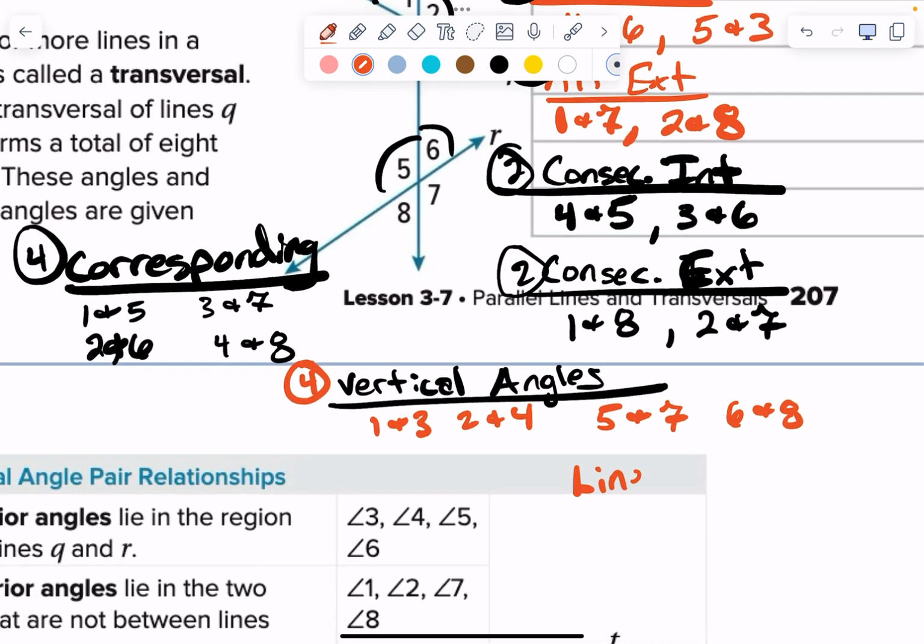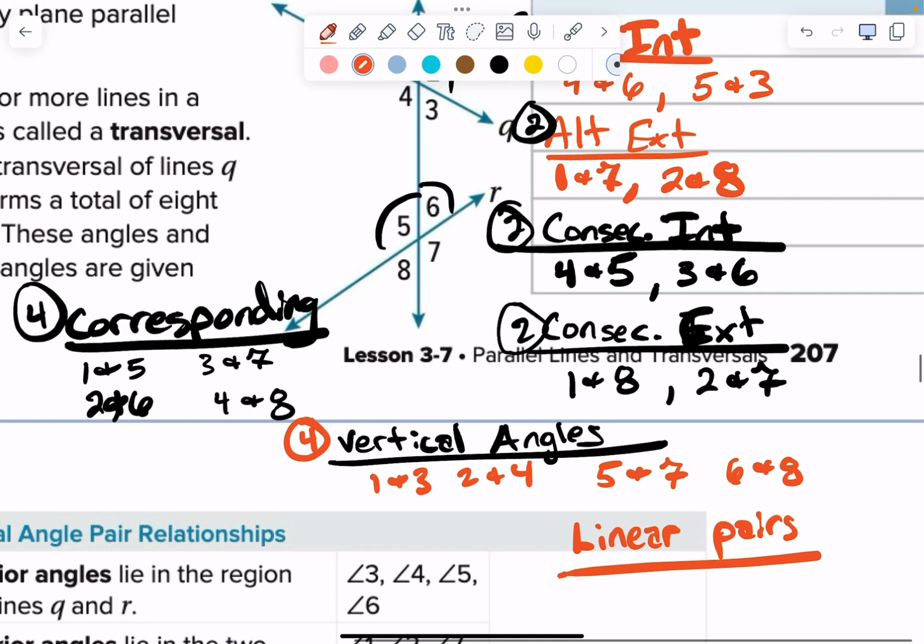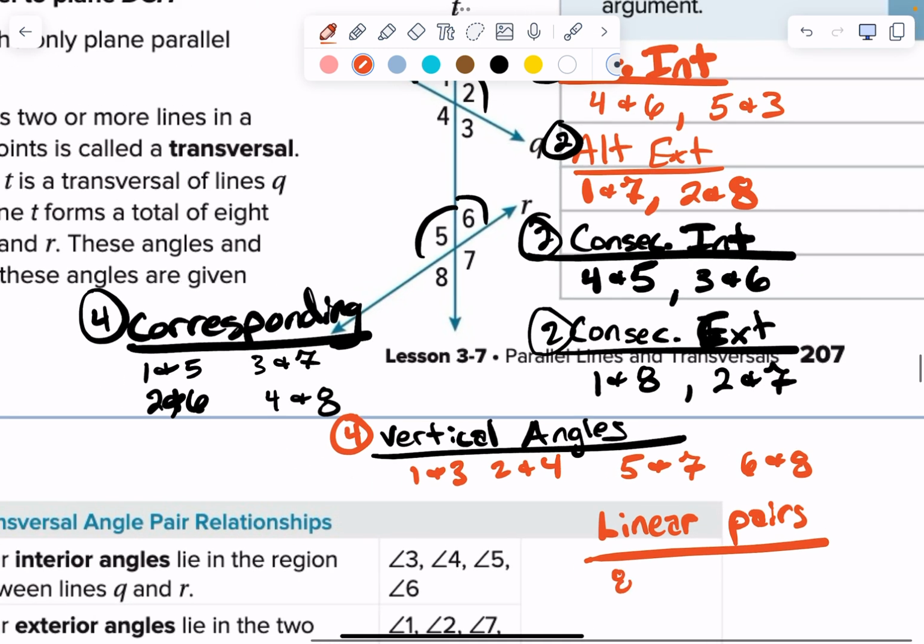There's a ton of those, right? Linear pairs. Give me a set of linear pairs. 8 and 7 are a linear pair, right? Because they live on a straight line. 8 and 7 go together. 7 and 6 go together. 6 and 5 go together. 5 and 8 go together. That's 4 pairs just in that intersection.